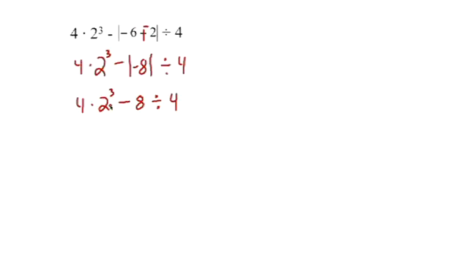You've got to do that exponent. That's right. I got so excited about the multiplication and division, but remember your list. After you've done parentheses, you look for exponents next. And I do have an exponent here. 2 cubed means 2 times 2 times 2, which is 8. So this is 4 times 8 minus 8 divided by 4.